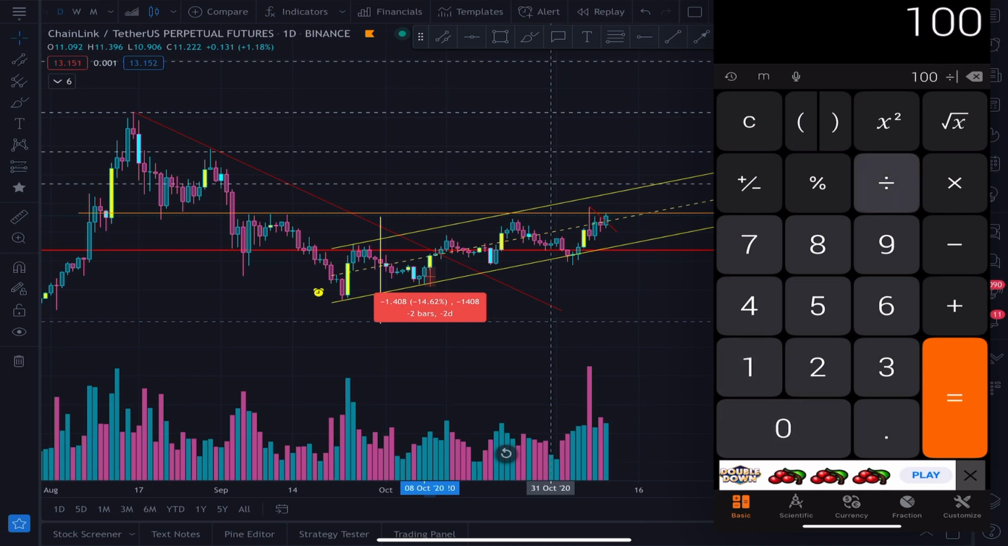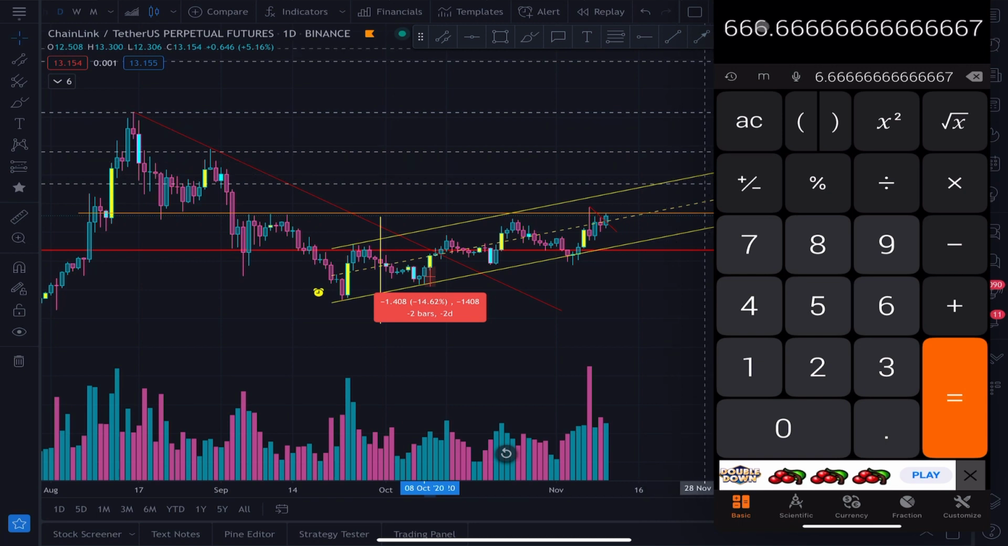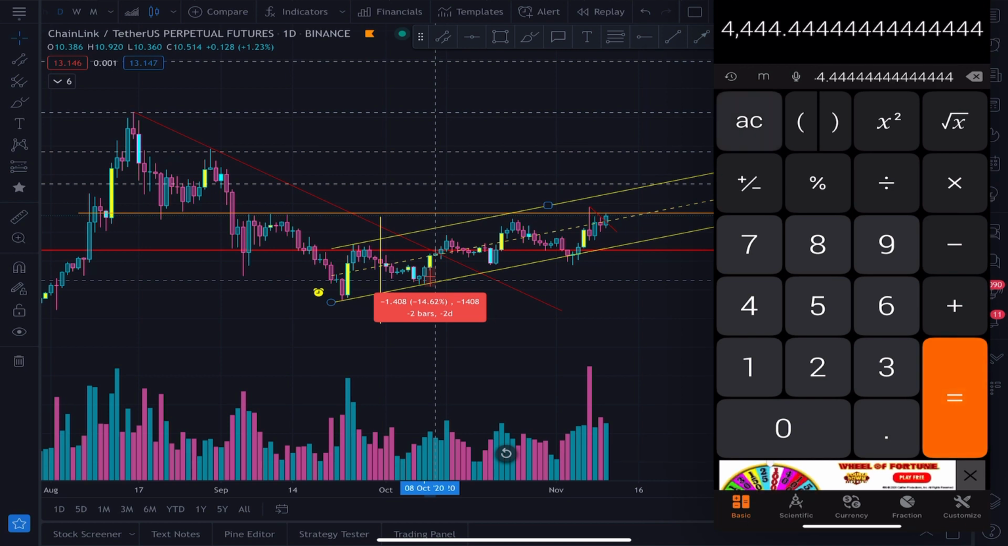$100 divided by 0.15. That's better. Sorry about that. So your position size inside of Chainlink, if you were to enter on this buy flash here, would be $666. You just round it down to $665. So $665 with a 15% stop loss will equate to you losing $100 on a $10,000 account, and your position size is $600. Okay. That's cool.